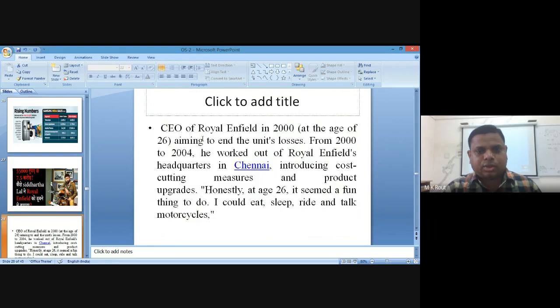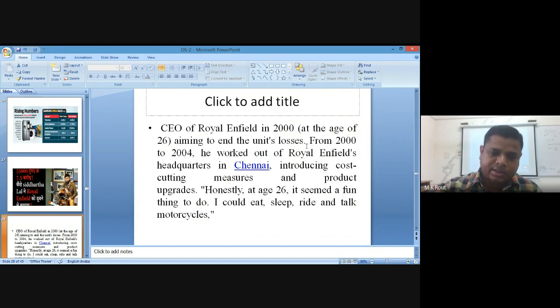In the case of the CEO of Royal Enfield, he joined in the year 2002 at the age of 26, aiming to end the unit's losses. Eicher Motors got him to join to face the huge amount of losses at Royal Enfield. From 2002 to 2004, he worked at the Royal Enfield headquarters in Chennai. As you know, most Royal Enfield bikes are manufactured at the Chennai plant.